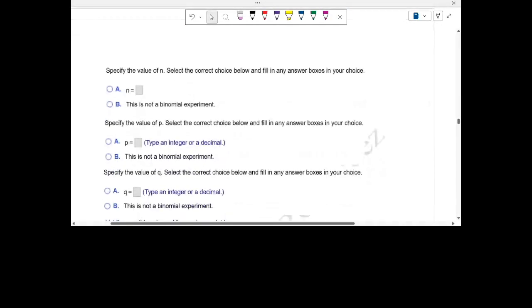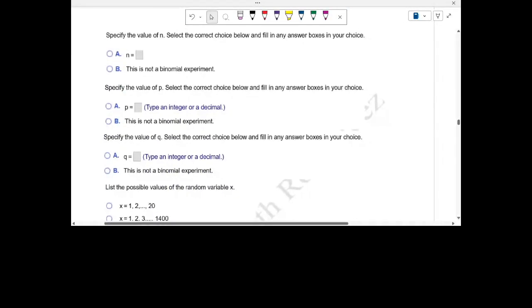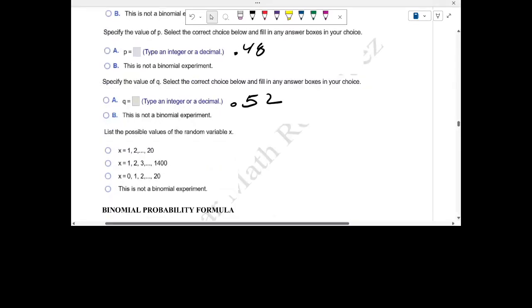We already answered this, but let's fill in the blanks. Out of those 1,400, we looked at how many specifically? 20. Here's my 20. Let's fix that. The probability, wasn't that 0.48? For my Q, that was 0.52. And then we said we're going to go from what to what, my X? 0 to 20. There you go. You're done, my friends.